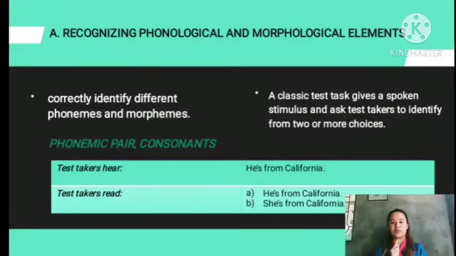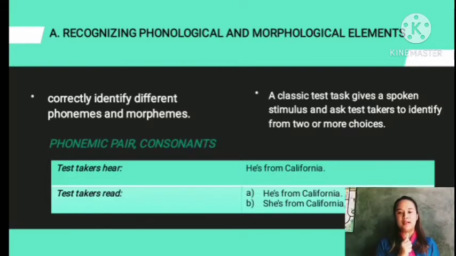The first one is recognizing phonological and morphological elements. This form of listening assessment assesses students' ability to correctly identify different phonemes and morphemes commonly found in the English language. A classic test task gives a spoken stimulus and asks test takers to identify from two or more choices, as in the following examples. The first table is an example of phonemic pair consonants.